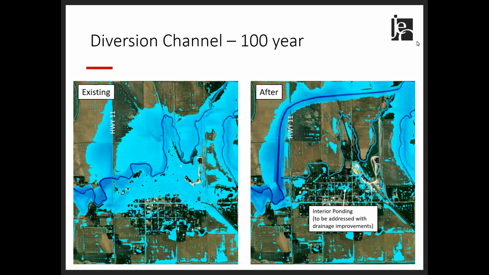Here's a before and after showing the effects of the diversion channel. You can see how the diversion channel conveys nearly all the floodwater away from Mira Creek and North Loop up to the north and away from town. The small amounts of interior ponding would also be addressed with interior drainage improvements.